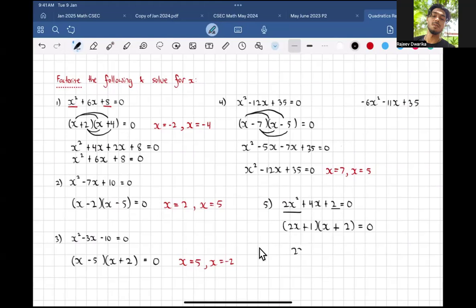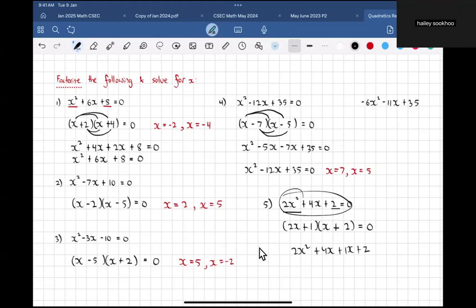2x by x is 2x squared. 2x by 2 is 4x. 1 by x is 1x. And 1 by 2 is 2. Haley, you understand how I expand that fast? Yeah. Okay, but will this give us the original? No, that wouldn't give us the original, because 4x plus 1x is 5x.